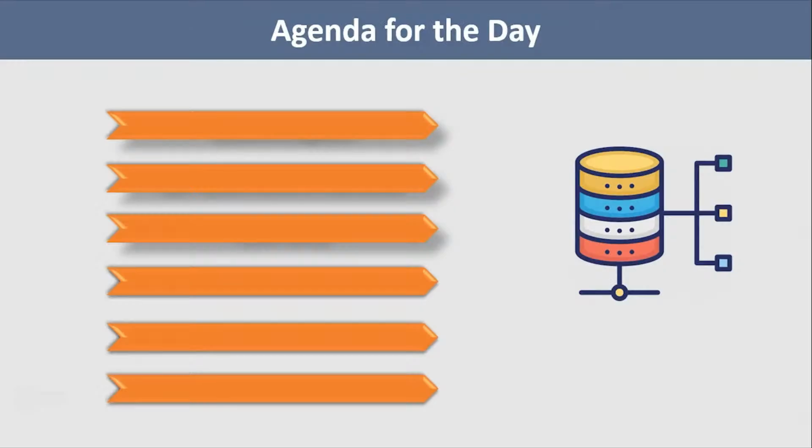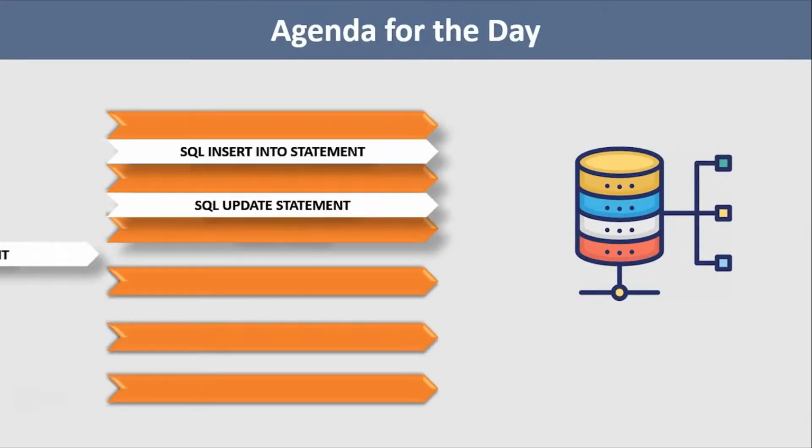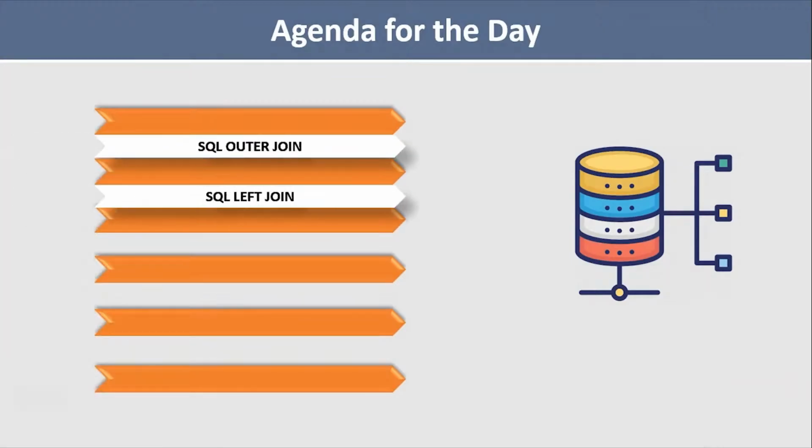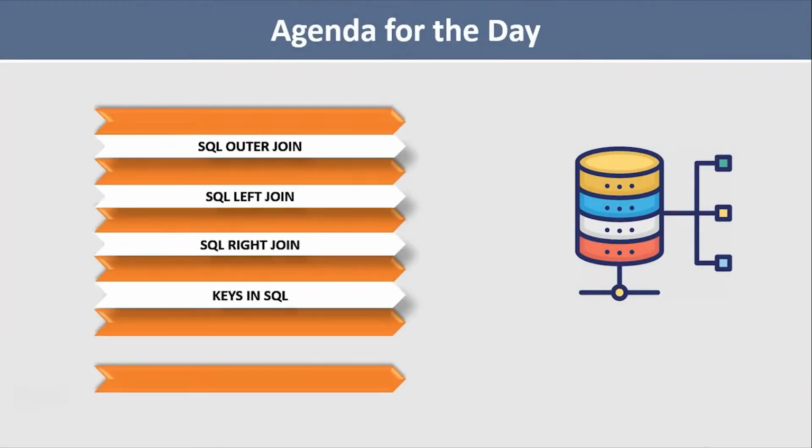Alright, firstly let us discuss the agenda for today's session. We'll start the tutorial with a quick understanding of various DML statements like insert into, update, and delete. Once we are done with this, we will be understanding what are joins in SQL, understand their significance and why they are used. After that, we'll understand in a deeper sense the different types of joins such as SQL inner join, SQL outer join, SQL left join, and SQL right join.